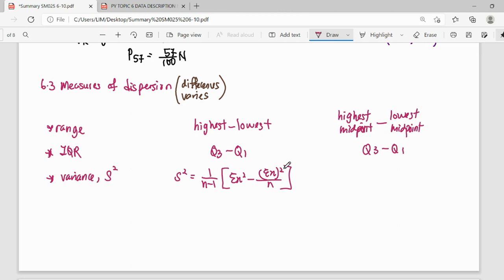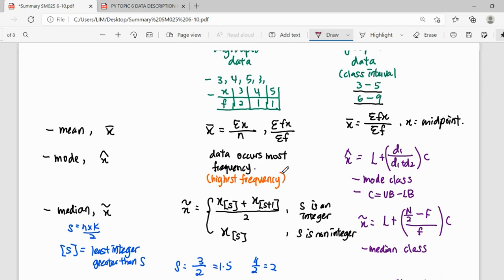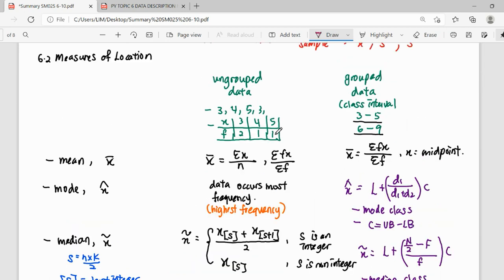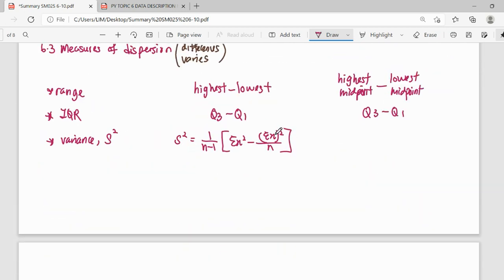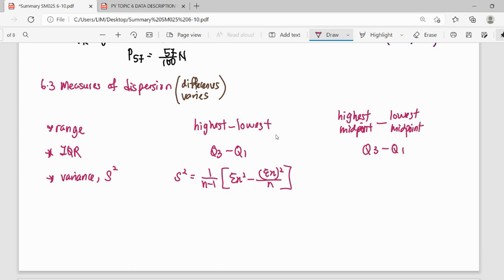So it will be different. We square the data and total, or we total up and square after that. Sometimes our ungrouped data will have frequency. When you have frequency, it is no problem. You will still see sum of fx squared, which means you square your data first, then multiply by your frequency. Minus sum of fx squared over sum of f.